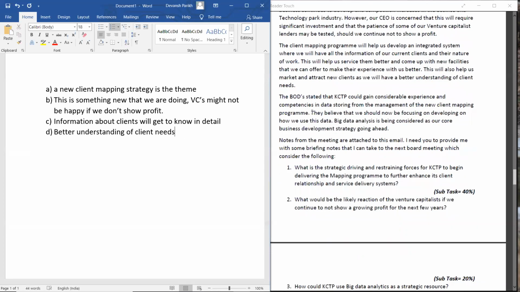Then, the BOD stated that KCTP could gain considerable experience and competencies in data storing from the management of the new client mapping program. They believe that we should now be focusing on developing how we use this data. So big data analysis is being considered. Again, big data analysis considered.